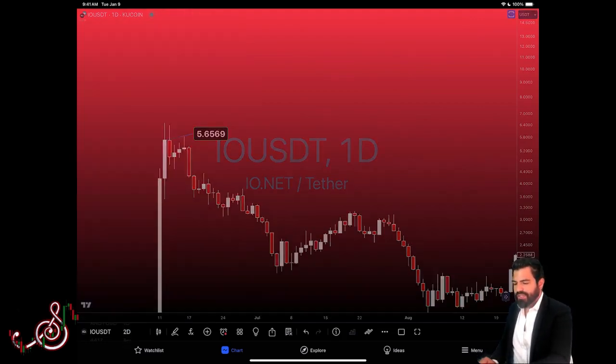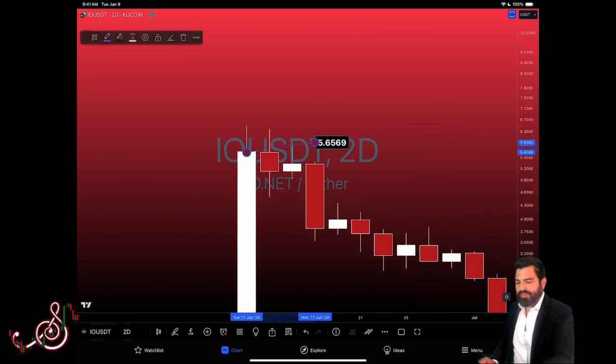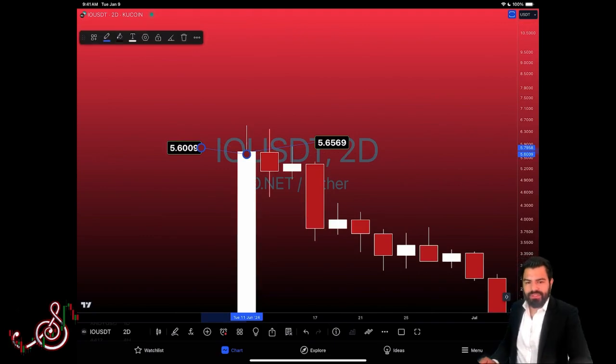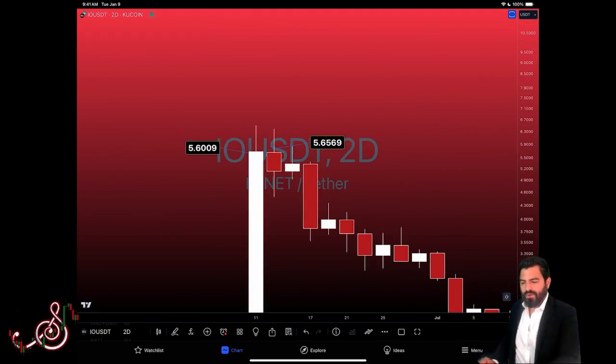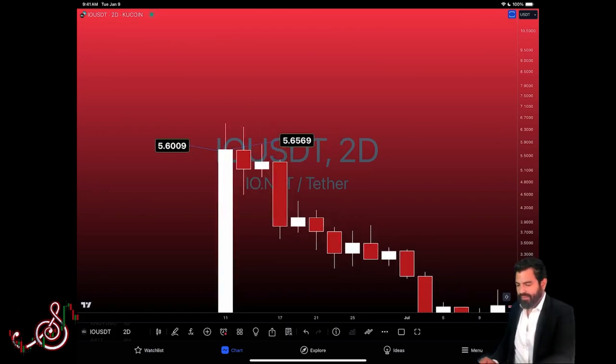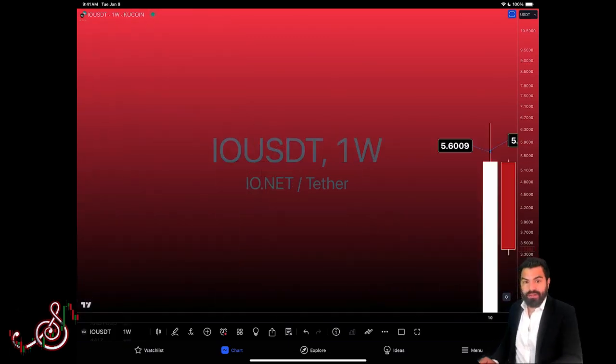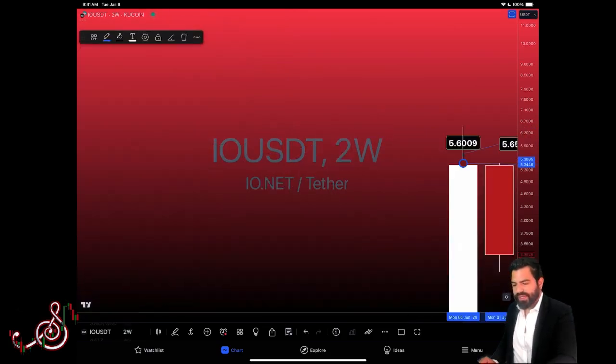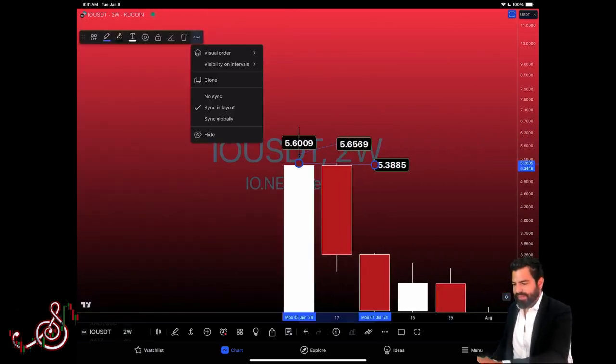If I go to a 2-day chart, I can see that I'm still dealing with 5.60. We did a crypto just this past Saturday where that was very much not the case. If I go to a weekly chart, I see that the core is just a little bit lower. Now, why is this important? If I go to a 2-week chart, the core is in the same area.